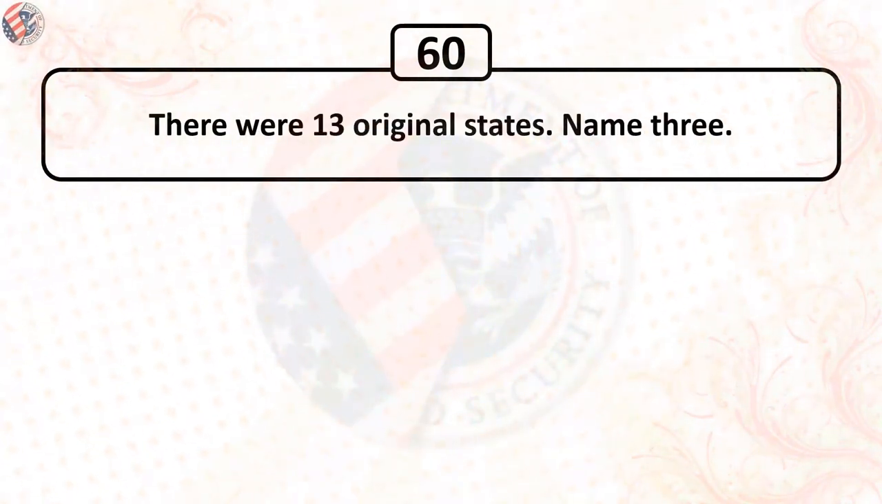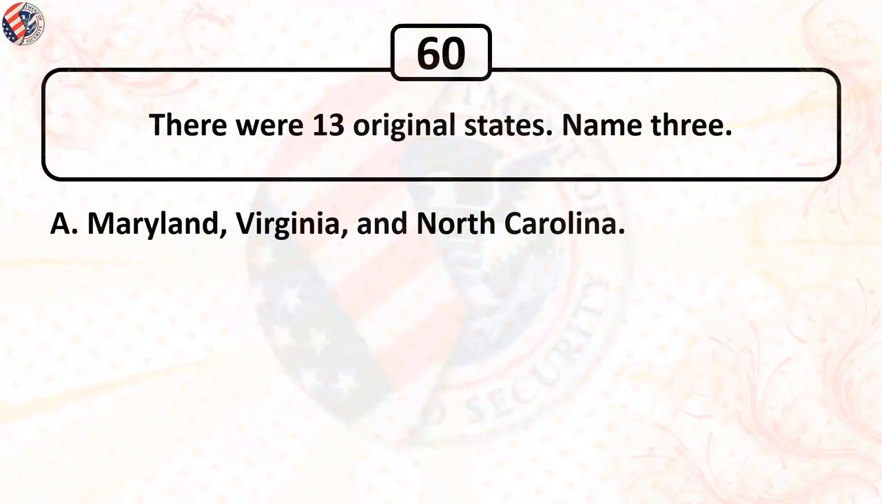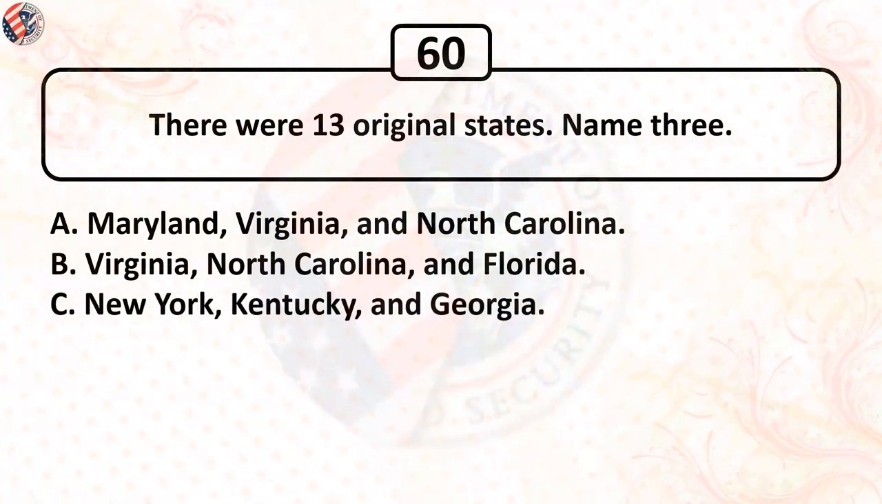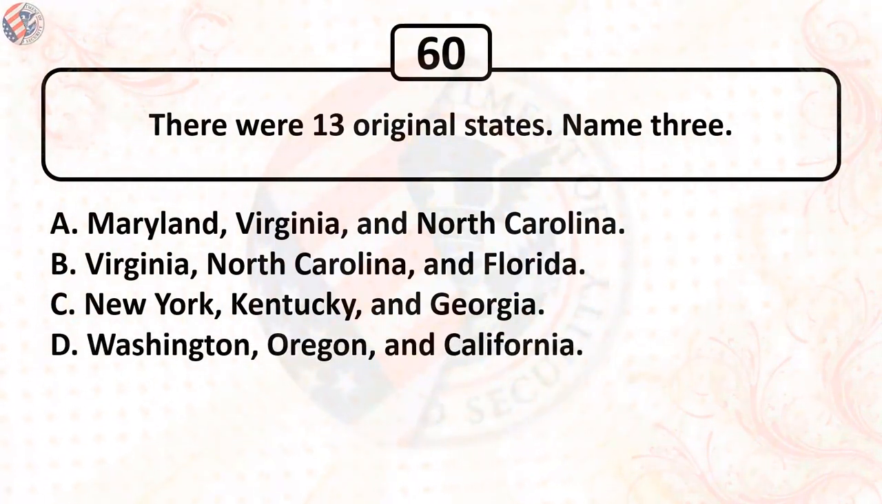There were 13 original states. Name 3. A. Maryland, Virginia, and North Carolina. B. Virginia, North Carolina, and Florida. C. New York, Kentucky, and Georgia. D. Washington, Oregon, and California.